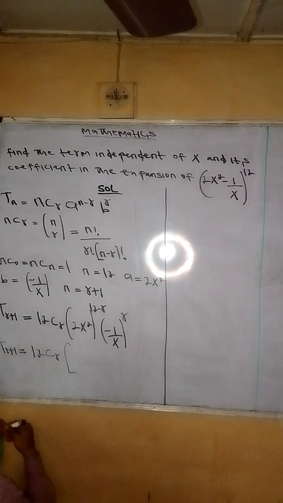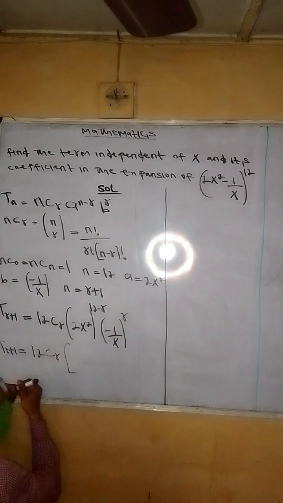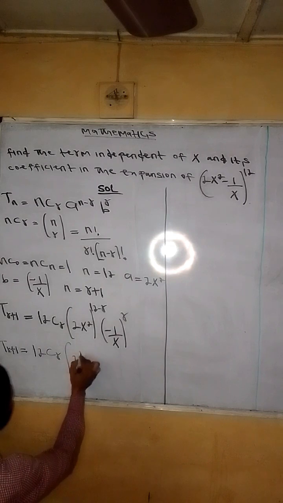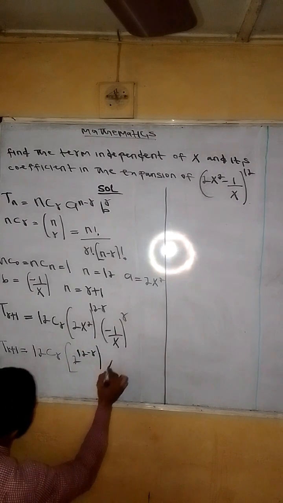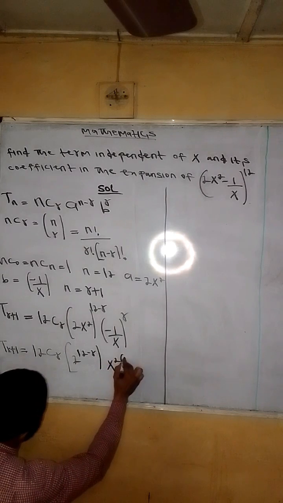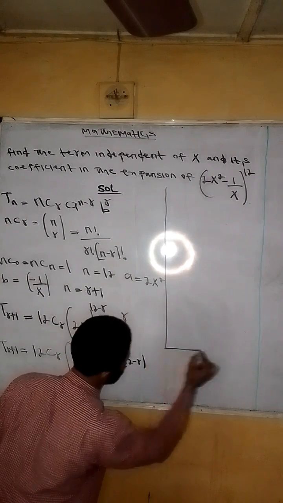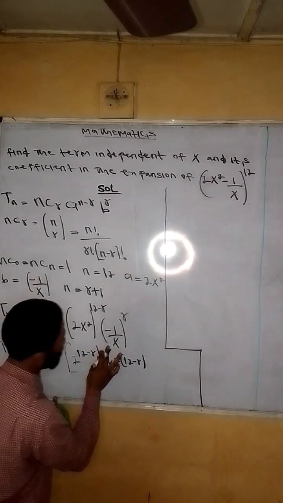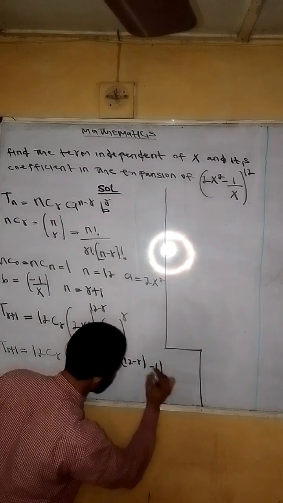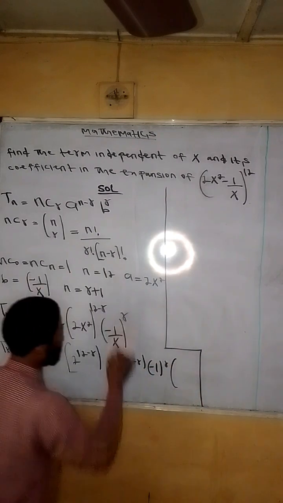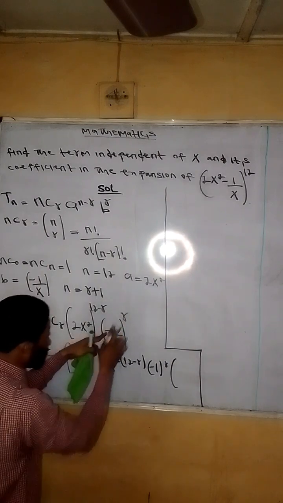The s is what we need, so we can go and say T(r+1) is 12 combination r, into, we can expand this. This can be written as 2 raised to the power 12 minus r, into s squared raised to the power 12 minus r. Then this other part, we can write as minus 1 raised to the power r. This minus 1 can be written as minus 1, so we can say minus 1 raised to the power r.